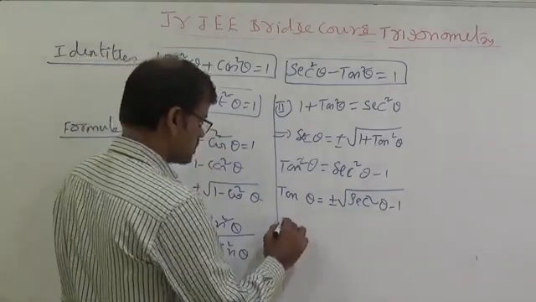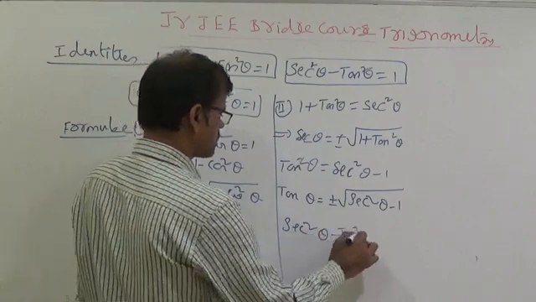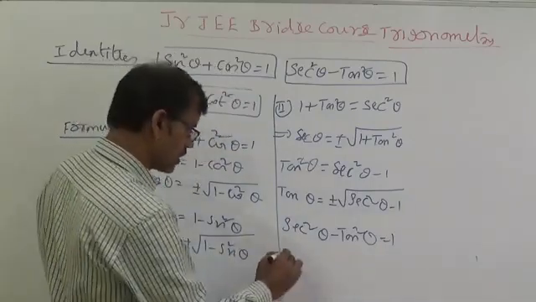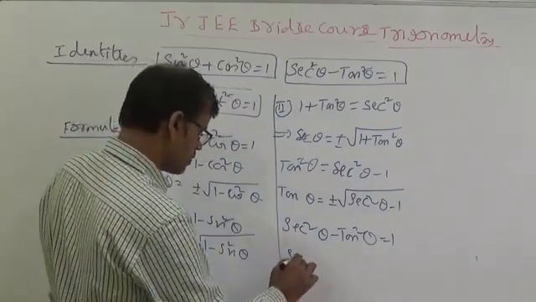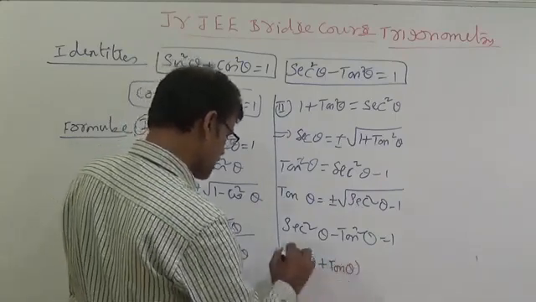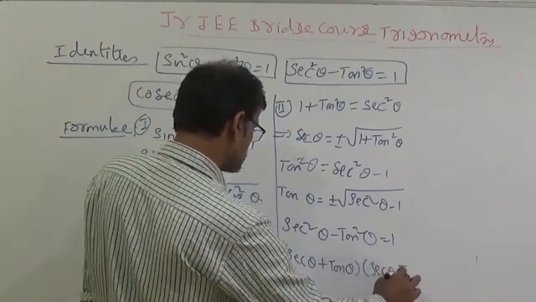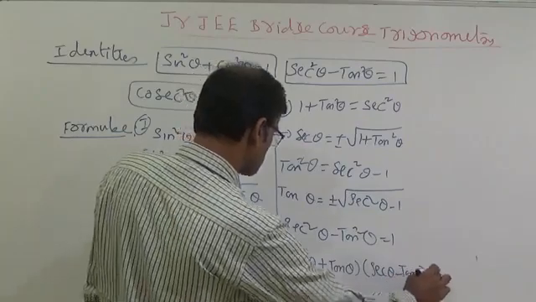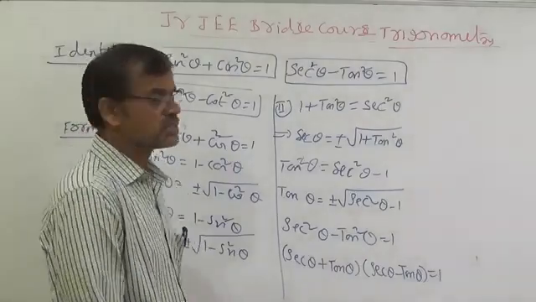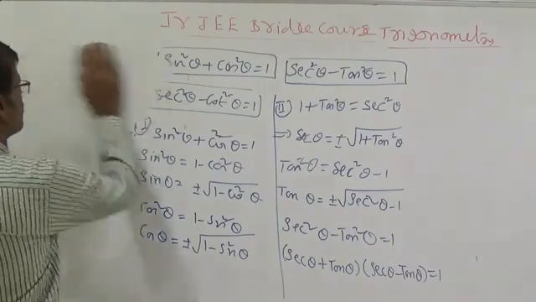Next one, the identity secant square theta minus tan square theta equal to 1. We can write this as a square minus b square concept. So secant theta plus tan theta into secant theta minus tan theta is equal to 1. Using this, we can say that secant theta plus tan theta and secant theta minus tan theta is equal to 1.